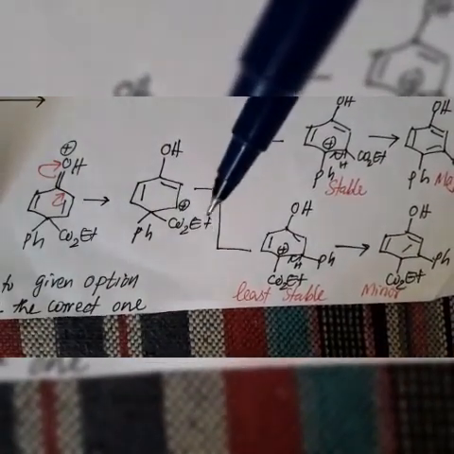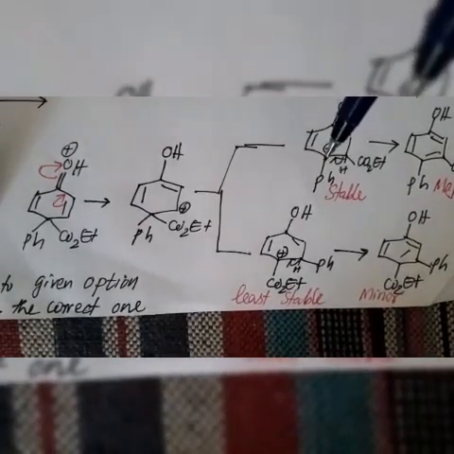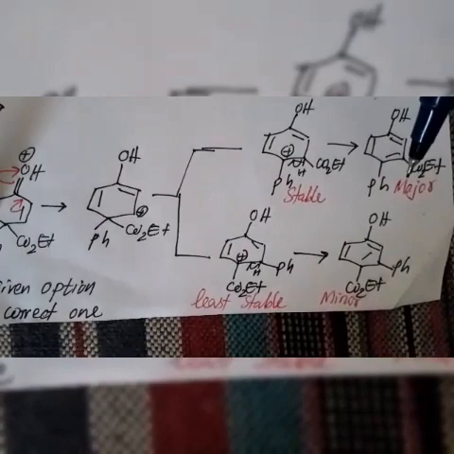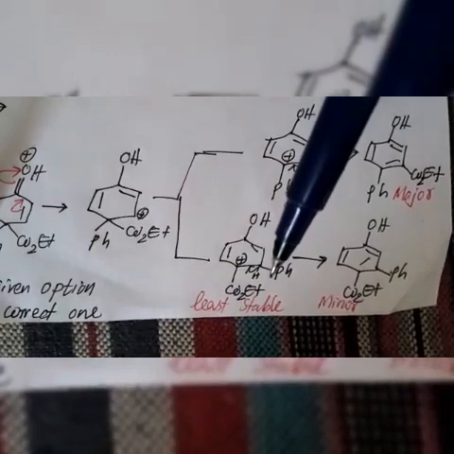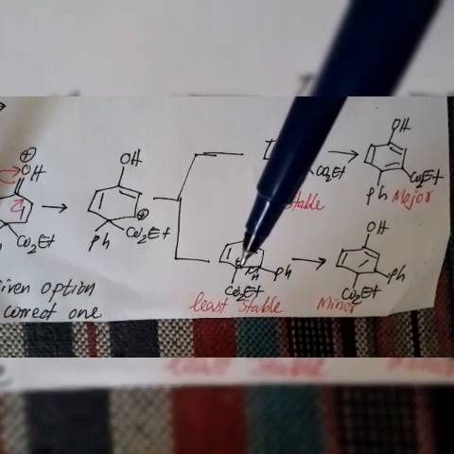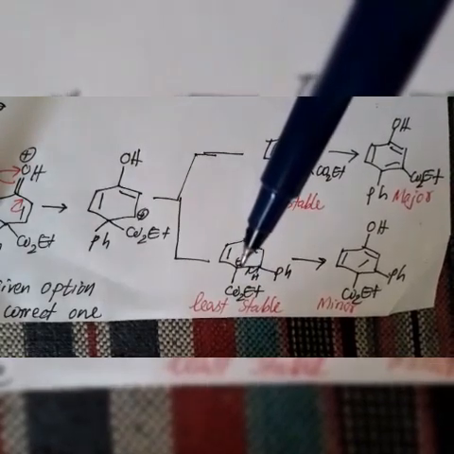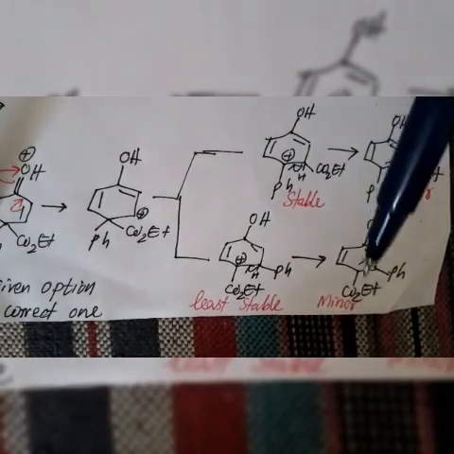First we are dealing with the migration of this fragment, CO2Et, so you will end up with this carbocation. This is a benzyl carbocation, highly stable. Now deprotonation, and you will end up with this as our product. When you think about the next possibility, migration of the phenyl group, you will end up with this carbocation, which is attached to a highly electron-withdrawing group. That's why this is a highly destabilized carbocation, and this gives you your minor product.